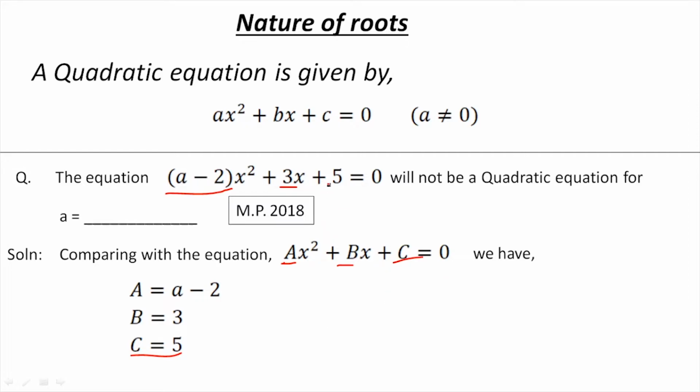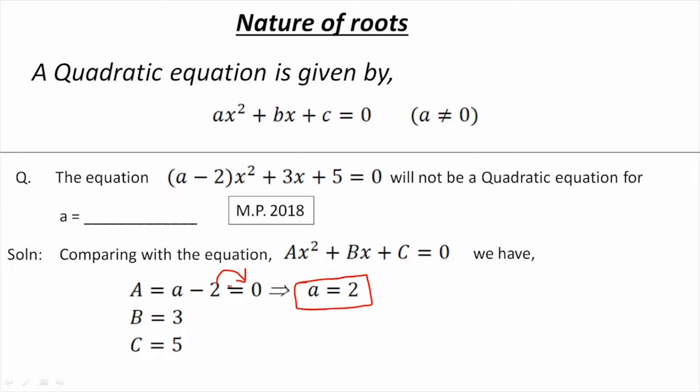So this is after comparing. Now this standard quadratic equation will not be a quadratic equation when the value of capital A is equal to 0. That means when this value is equal to 0. Taking 2 onto this side, we get small letter a equals 2.